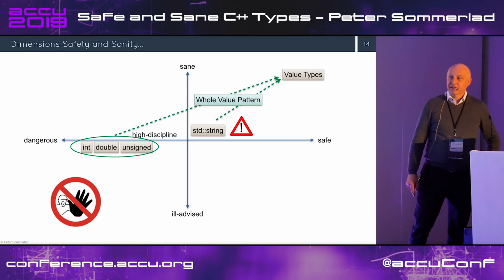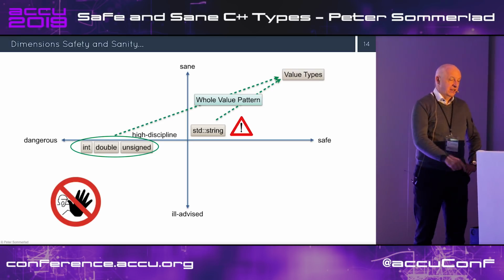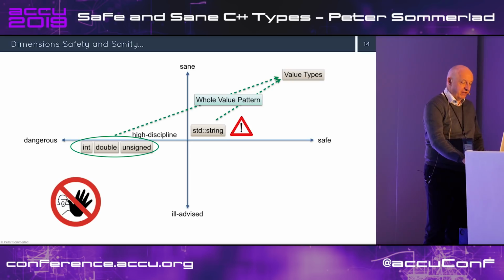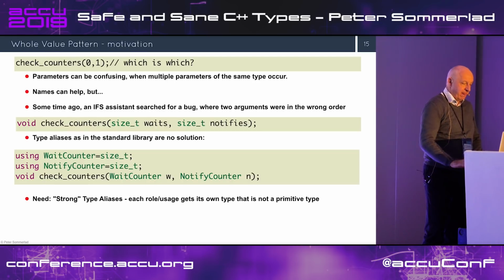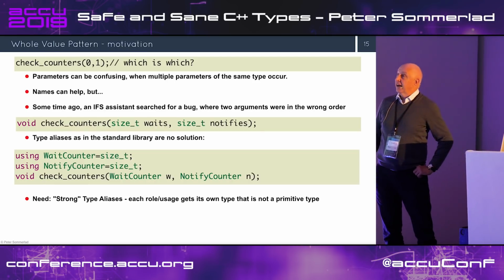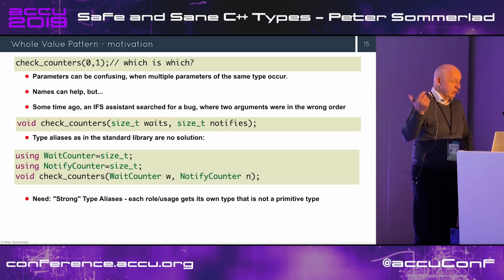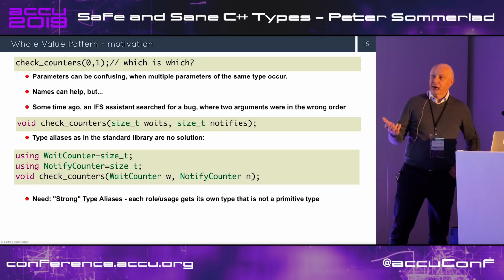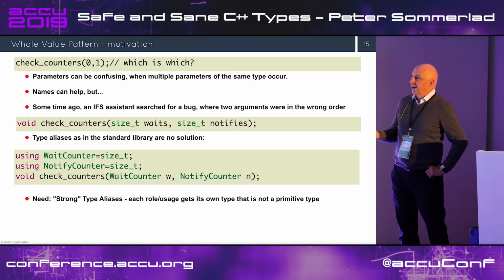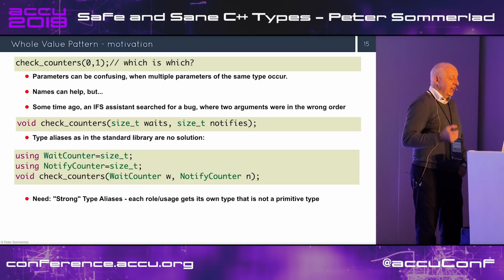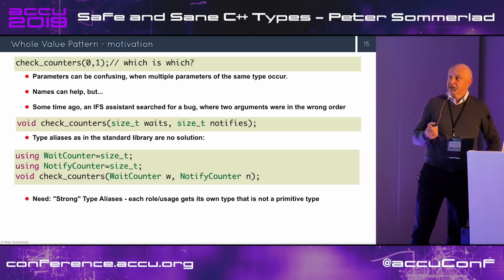So the better thing is to apply the whole value pattern, and even string is some kind of primitive, but at least it just works and doesn't give you that much chance for undefined behavior. So the example I had, I have check counters, 2 different counters. One should be 0, one should be 1. How do I know which is which? Okay, if I look at the specification, I see check counters. One has the wait counter and the other one is a notify counter.